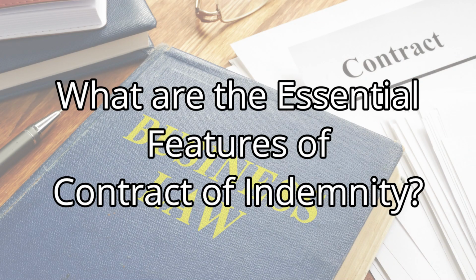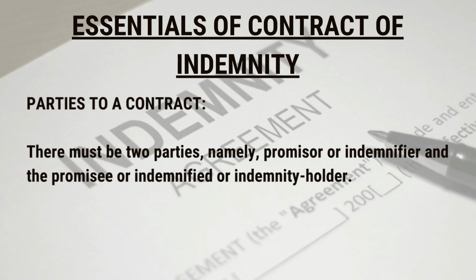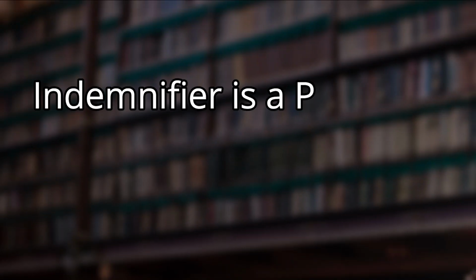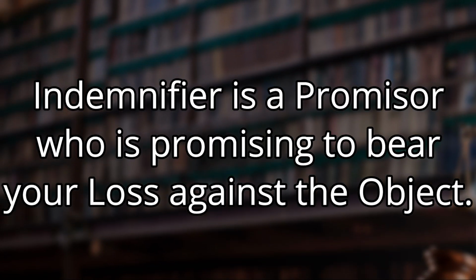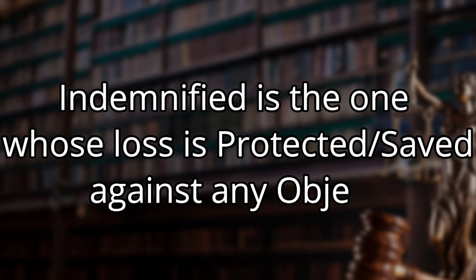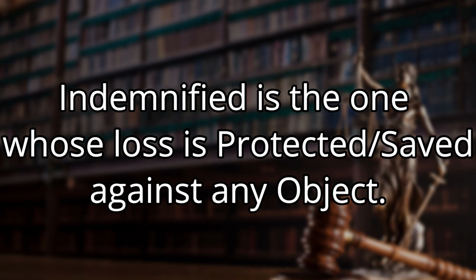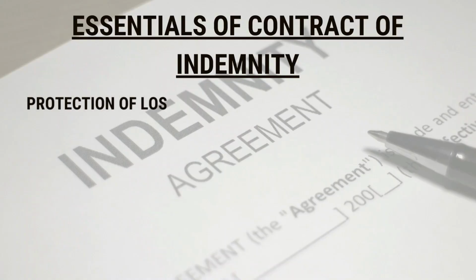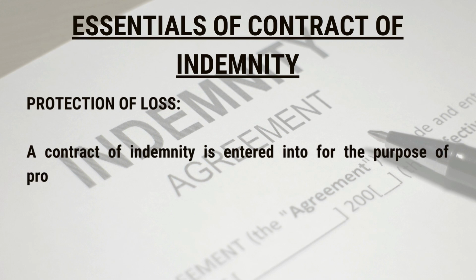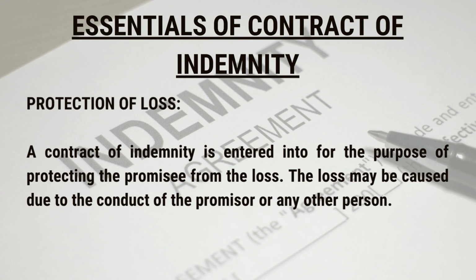What are the essential features of a contract of indemnity? Now, these five points. Number one, there are two parties: one is the indemnifier, another is the indemnified. Like I mentioned, the indemnifier is a promisor who is promising to bear your loss, and the indemnified is the one whose loss is protected and saved. Second, protection of loss. This is a contract which is entered into for the purpose of protecting the promisee from the loss.